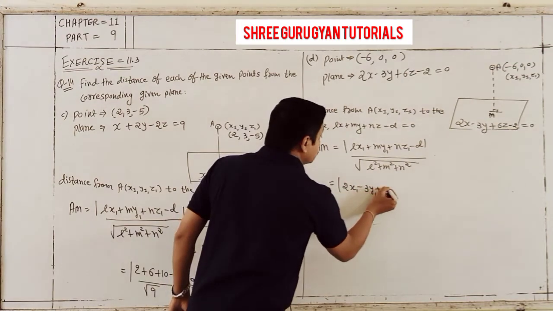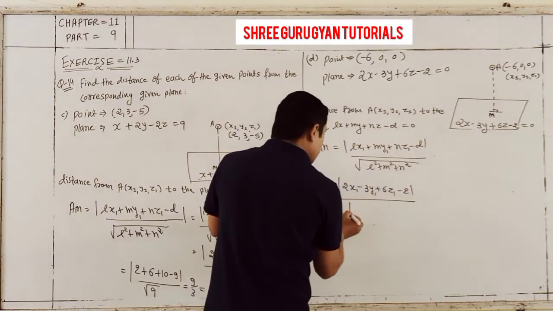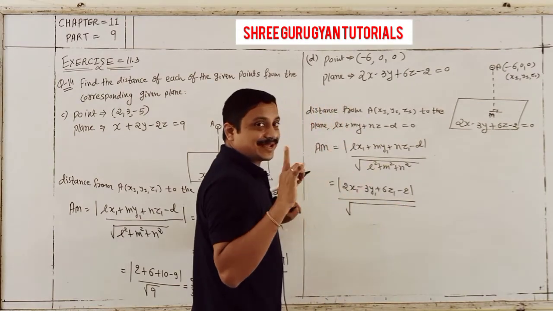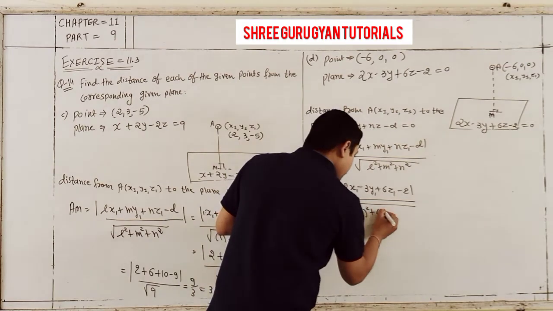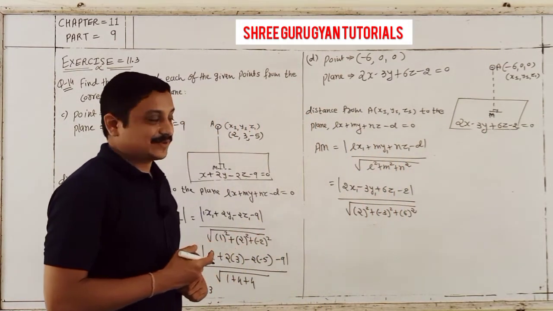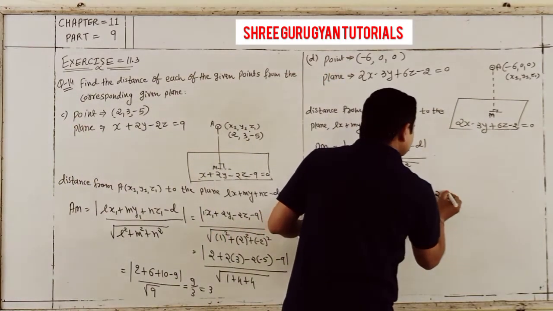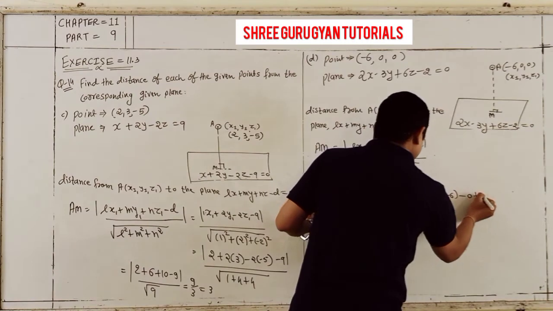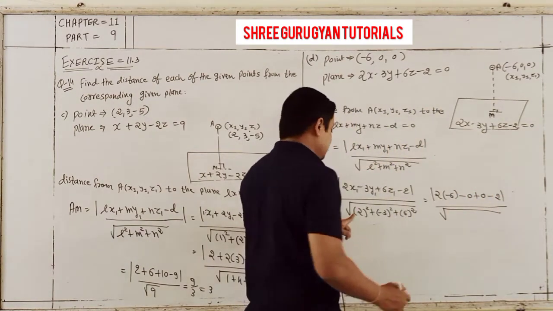2x1 + 3y1 + 6z1 minus 2, divided by under root l square plus m square plus n square, means 2 square plus minus 3 square and 6 square. Apply the x1, y1, z1 values, that creates minus 6, another is 0, minus 2, and that is your answer, students.